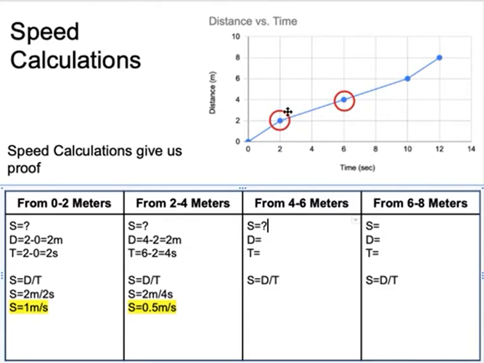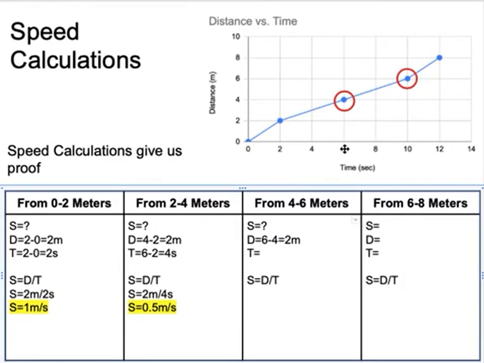S equals question mark. Now I'm going to look at it from 4 to 6 meters, so from this dot to this dot. We're going to do the exact same thing. We're going to do some subtracting, right? So again, my distance is on this column. If I look at this dot, it started at 4 meters and it went to 6 meters. So I'm going to do 6 minus 4 because that's how many meters it traveled. Now, how much time did it take to go from here to here?